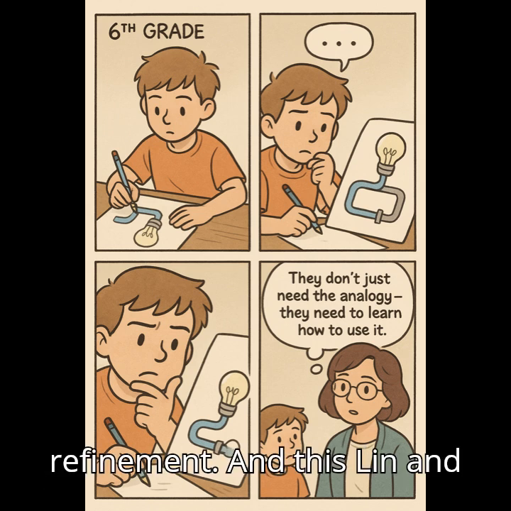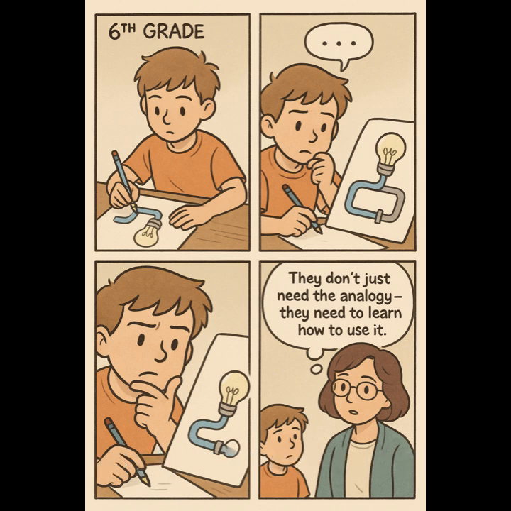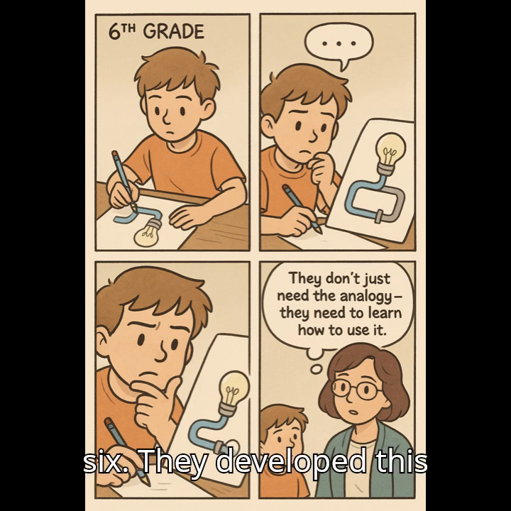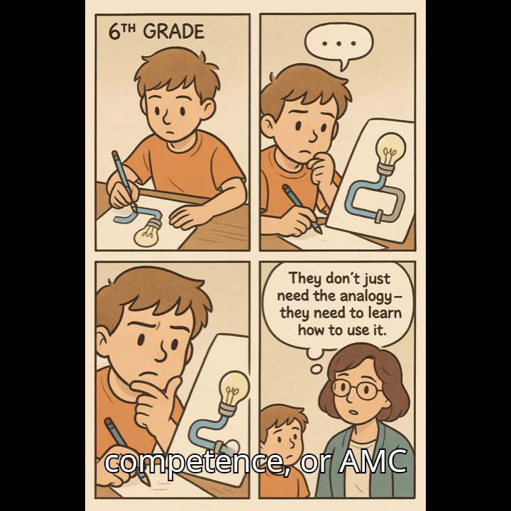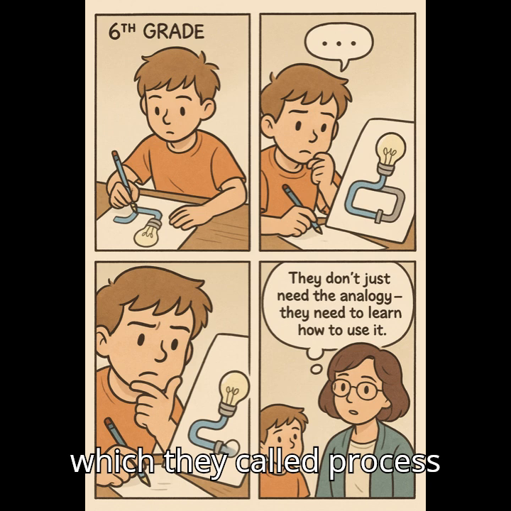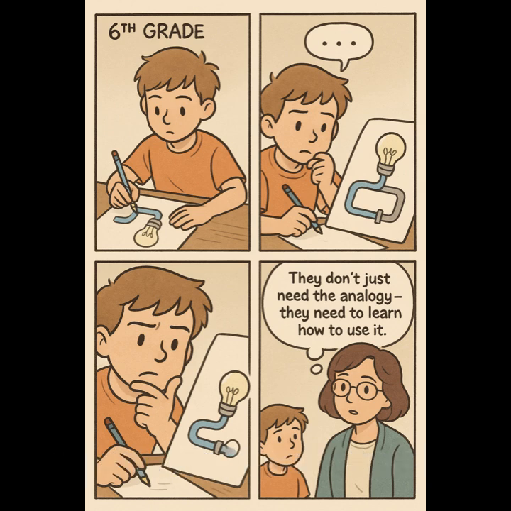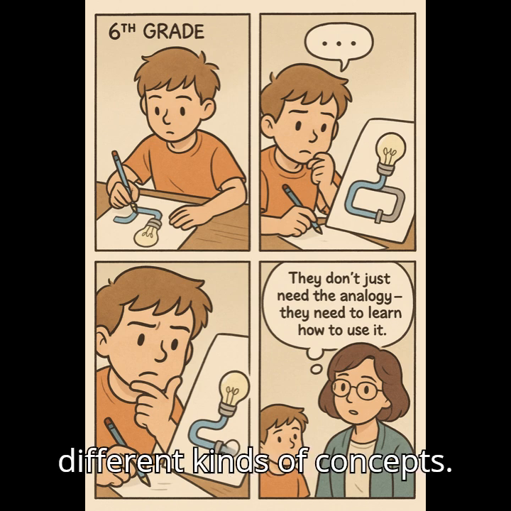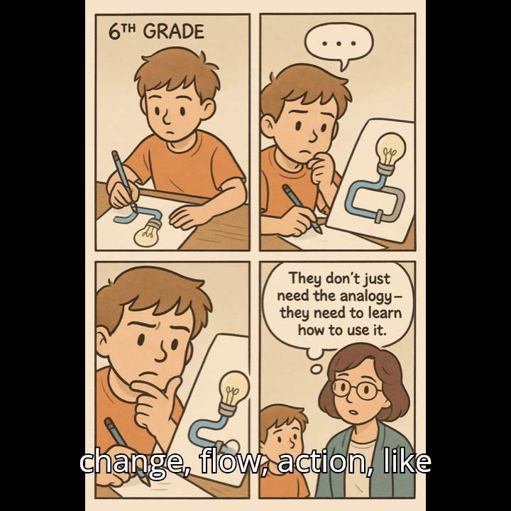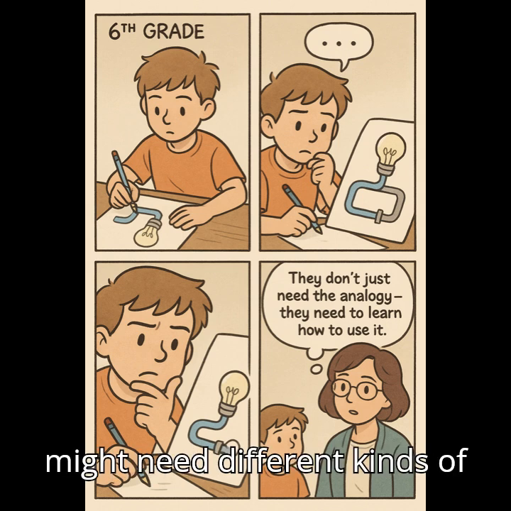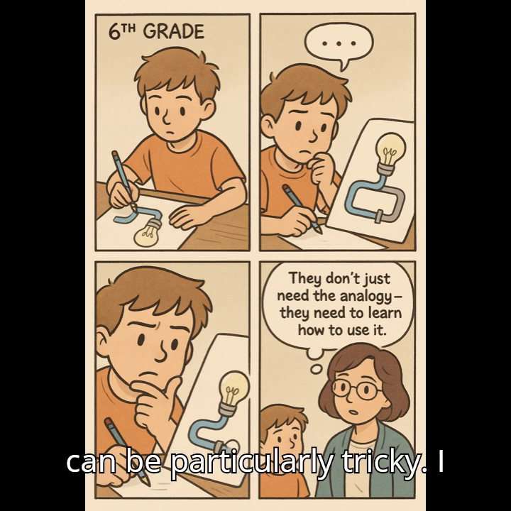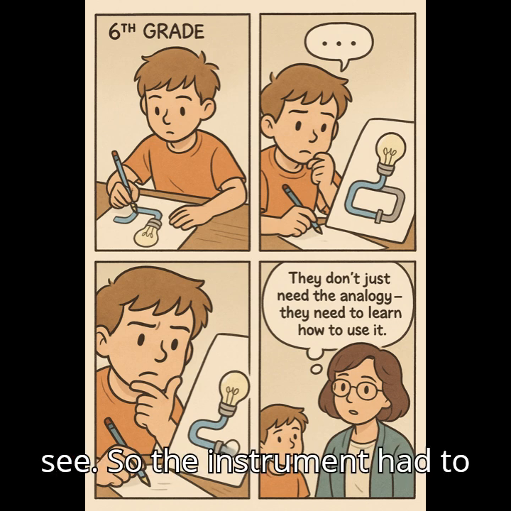And this Lin and Chow paper tried to measure this ability in 6th graders using electricity. How did they build their assessment tool? Yeah, grade 6, they developed this analogical modeling competence, or AMC, instrument. They focused on circuits, which they called matter ontology, and energy, which they called process ontology. Matter versus process. Why that distinction? Well, they argue these represent fundamentally different kinds of concepts. Matter is more about tangible stuff, structure like circuit parts. Process is about change, flow, action like energy transfer. And students might need different kinds of analogies for each. Finding an analogy that works across that matter-process divide can be particularly tricky.